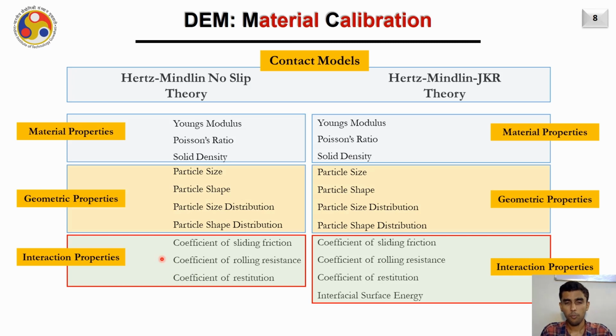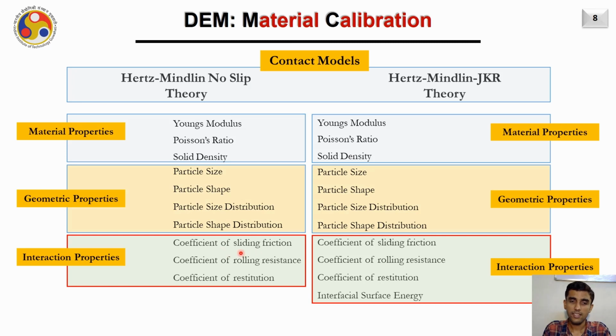These interaction properties can vary in number depending upon which contact force model you use. For example, the Hertz-Mindlin no-slip theory, which accounts for rolling friction, needs three interaction properties from the user: the coefficient of sliding friction, the coefficient of rolling resistance, and the coefficient of restitution. For the Hertz-Mindlin with Johnson-Kendall-Roberts theory, we also need an interfacial surface energy, because the JKR model takes into account the cohesiveness amongst the particles.